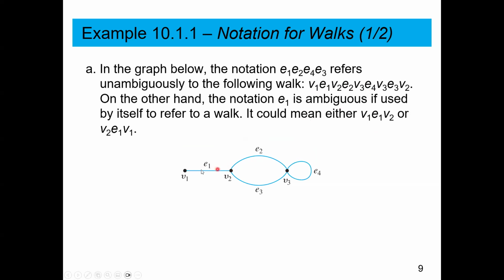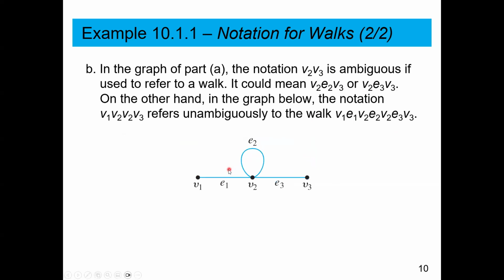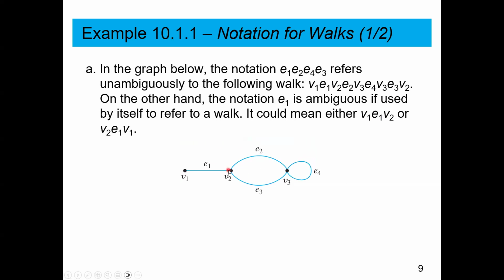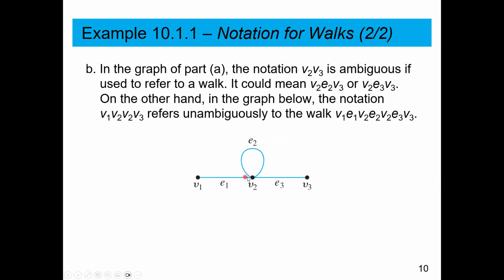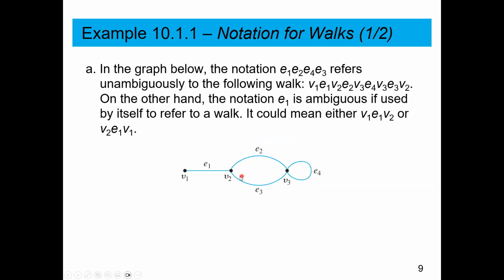However, if I just wrote the edge E1, that's problematic because there could have been two ways to do this. Further, even if I write the vertices as V1, V2, V3 for the same thing, if I do a V2 to V3, I could have gone this way or I could have gone this way. And so just writing the vertices doesn't really mean a whole lot. We have to be careful with these different notations.